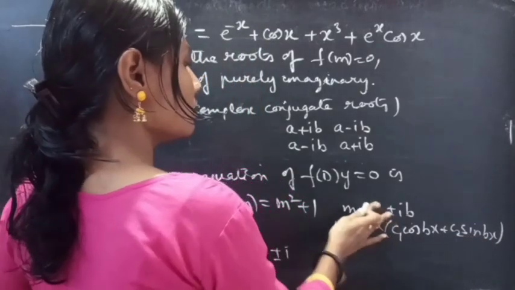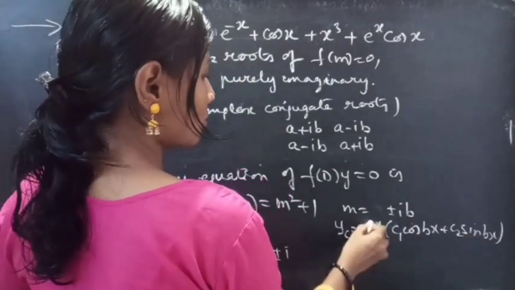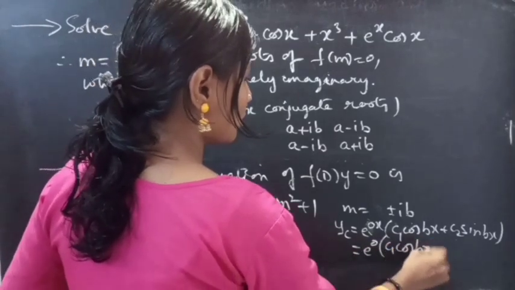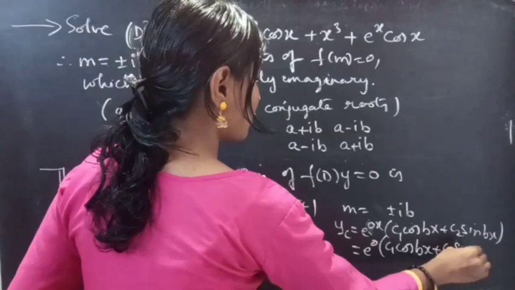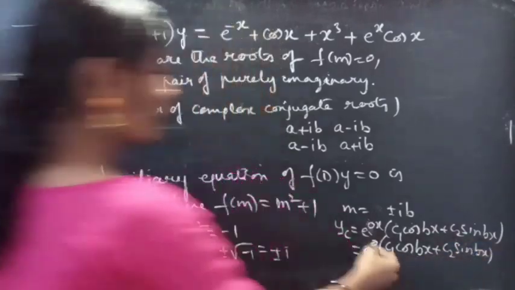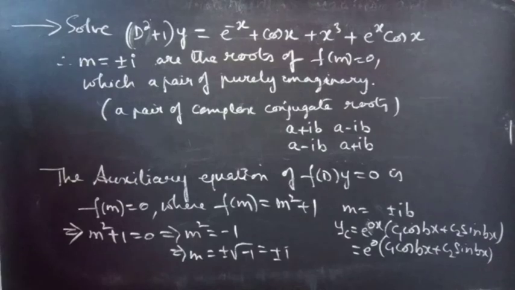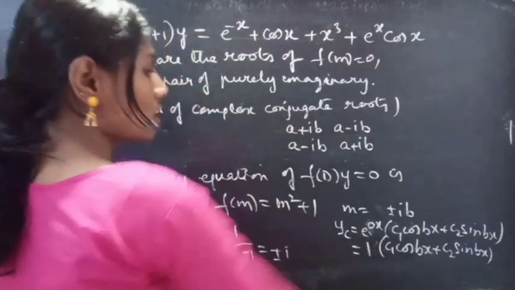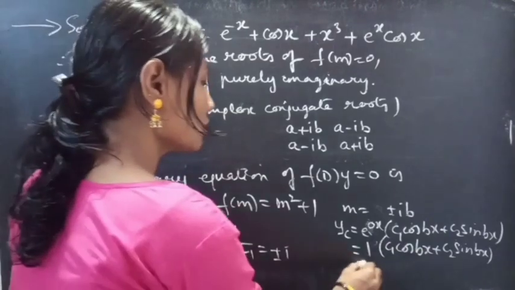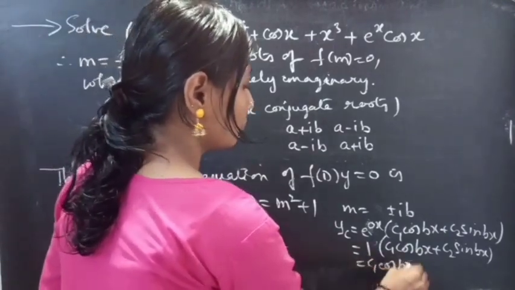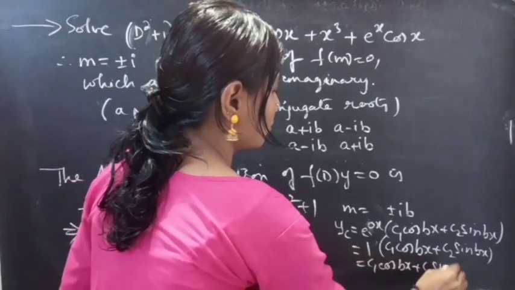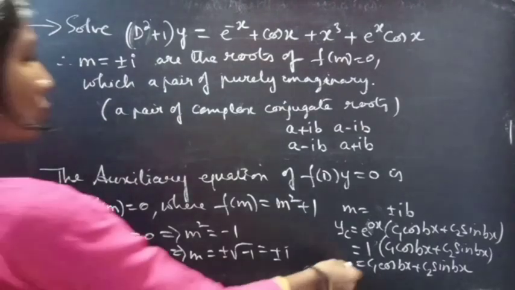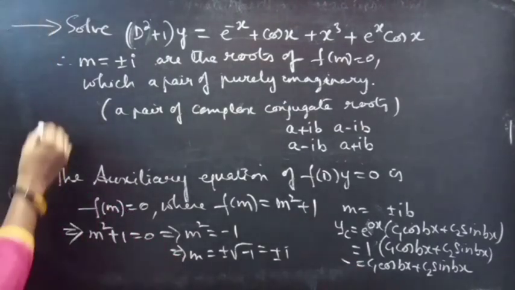In case of a equals 0, we'll get e power 0 into x, which is e power 0 into (c1 cos bx plus c2 sin bx), right? We know that e power 0 is 1. Then we'll get 1 into (c1 cos bx plus c2 sin bx), which is c1 cos bx plus c2 sin bx. Okay. Now let's use this to write our complementary function.